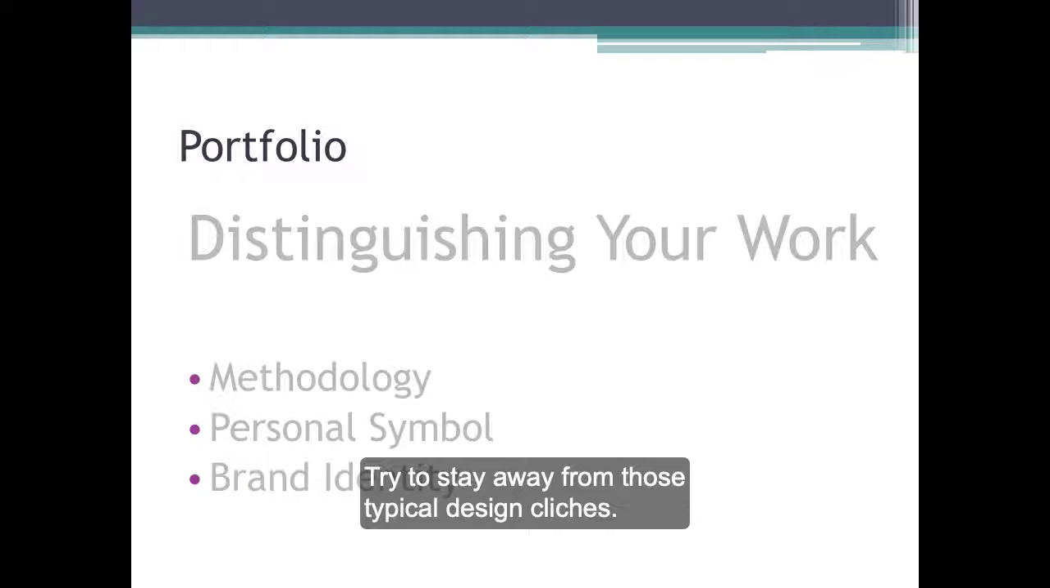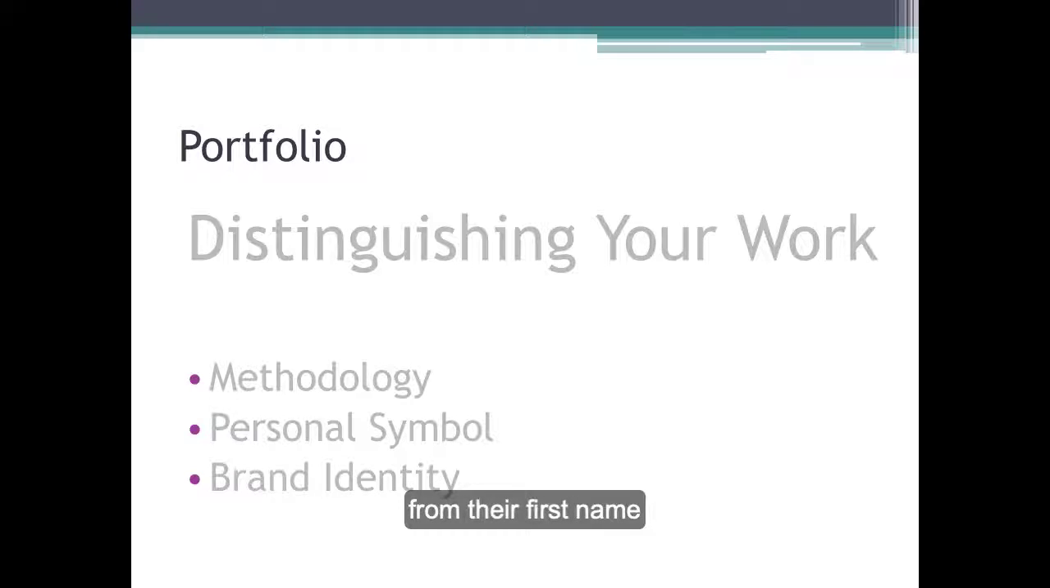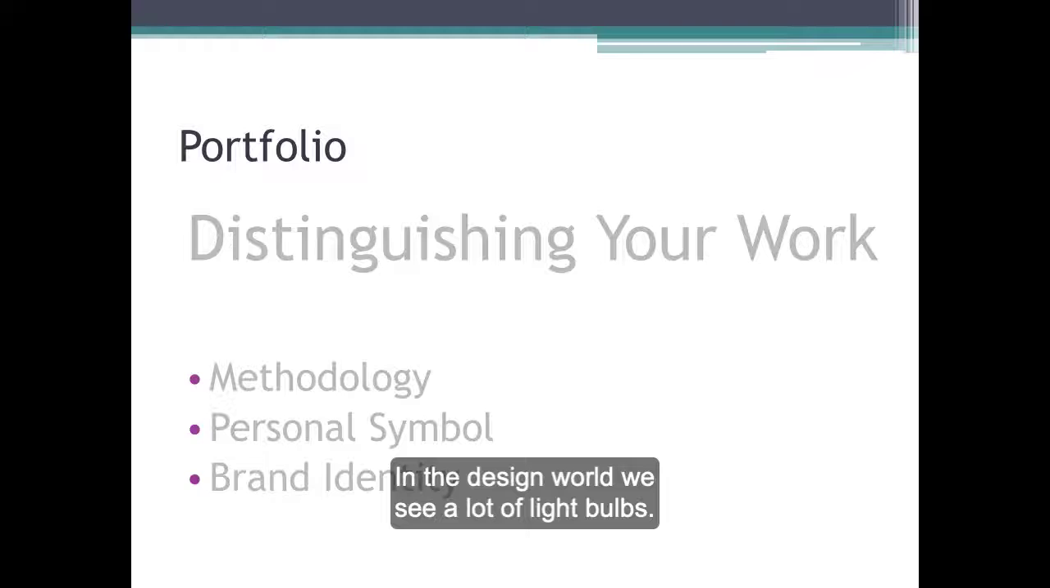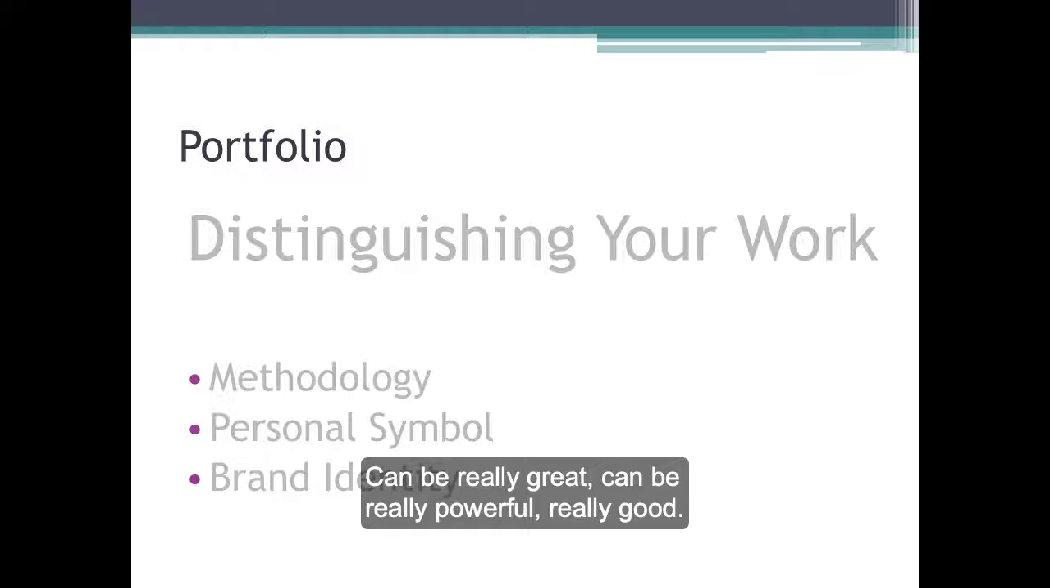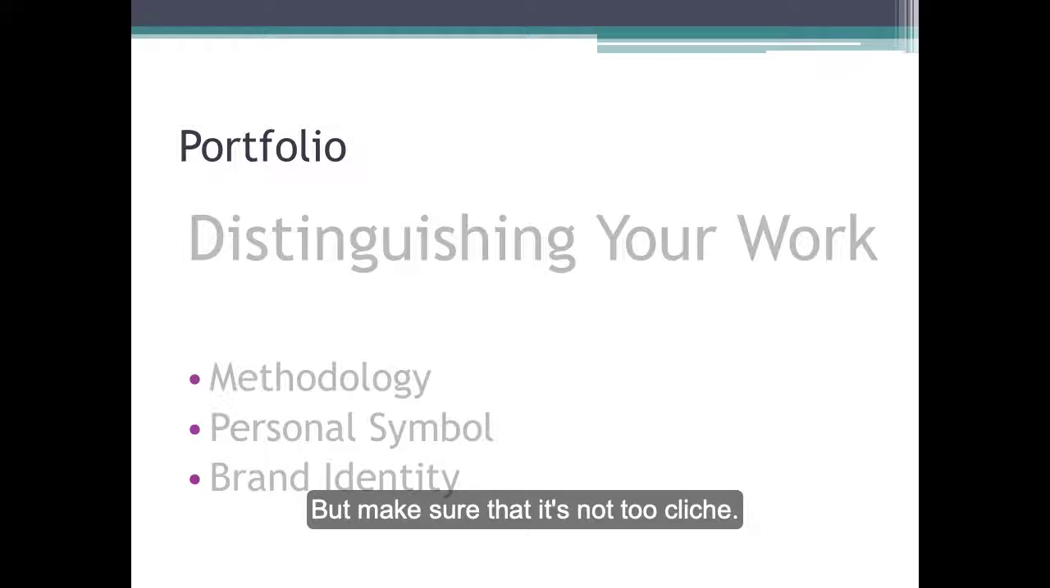Try to stay away from those typical design cliches. Everybody seems to think that merging the first letter of their first name and the first letter of their last name into this really great, cool looking thing will be a perfect personal symbol. Too cliche. In the design world, we see a lot of light bulbs. We see a lot of puzzle pieces, as if I'm the missing piece of the puzzle, and the whole phonics thing. So put your symbol to the following test if you choose to use a symbol, which I'm saying is not bad, can be really great, can be really powerful, but make sure that it's not too cliche.